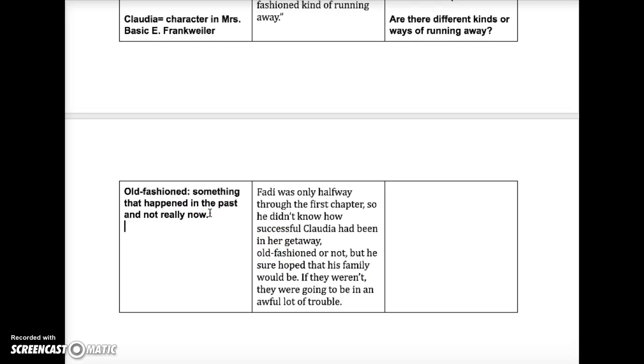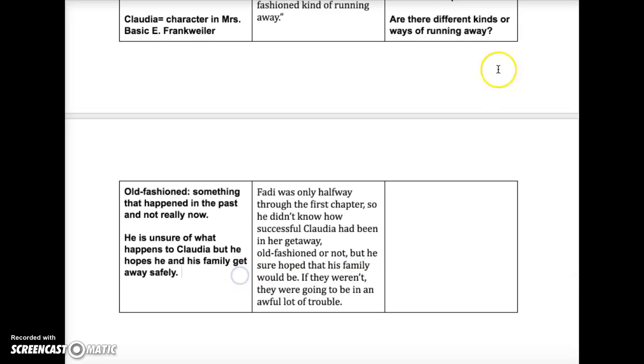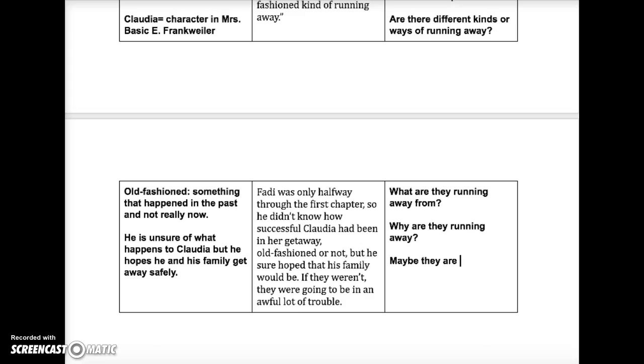So it looks like he is unsure of what happens to Claudia, but he hopes he and his family get away safely. Now I know that he's running away with his family. And it does look like they're in a dangerous situation, because if they don't get away, they will be in a lot of trouble. So here's my question over here on the right side. What are they running away from? And why? As we talked about when we looked at the cover of the book, we realized that this takes place in Afghanistan, so maybe they are trying to escape the war.